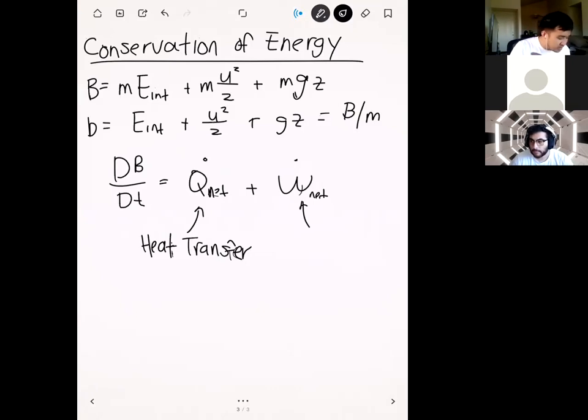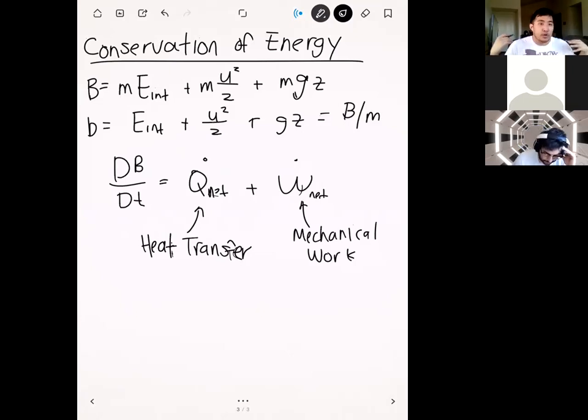And this W dot net right here is any mechanical work that's done on the system. We'll be dealing more with this term on the right here. These are things like a pump that's driven by a shaft or a turbine that's turning around. That's what this mechanical work is. Mechanically, you're putting work into a fluid or taking it out.